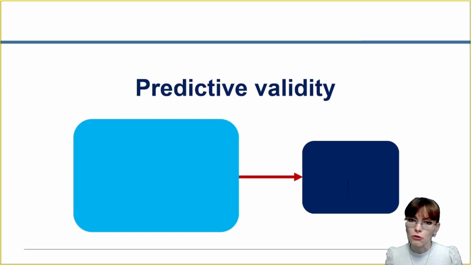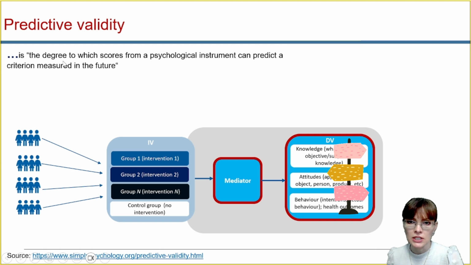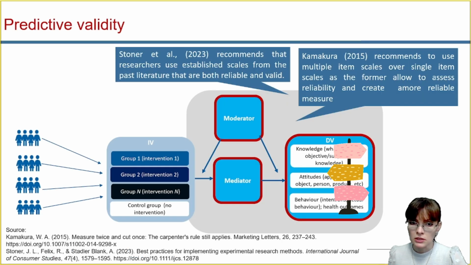Now I would like to move to the concept of predictive validity, which is used in experimental research. To memorize what it's all about, I would like to draw boundaries over here. You can see that this time I have a mediator variable, because predictive validity usually applies to situations when we have a mediator, and it refers to the degree to which scores from a psychological instrument, the measure that we are using, can predict the criterion, the dependent variable that we are measuring in the future. Predictive validity is also important when you have a moderator, because for those moderators and mediators, you may be using scales that consist of more than one item.